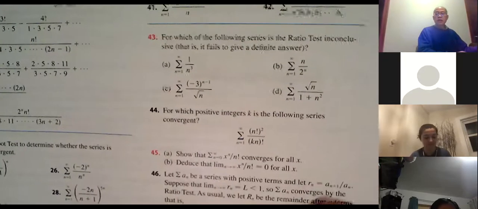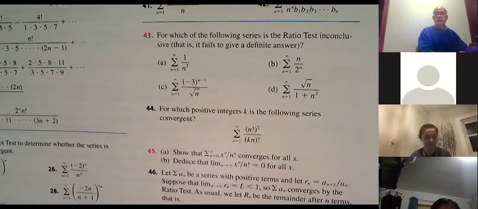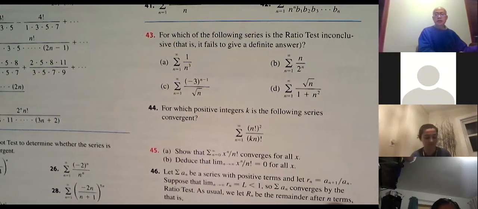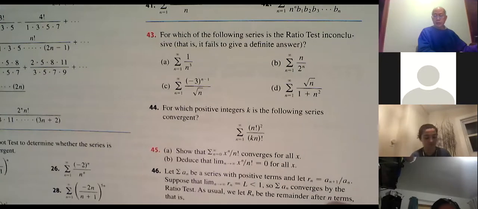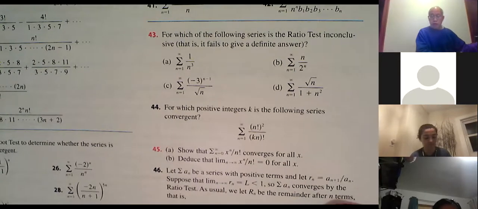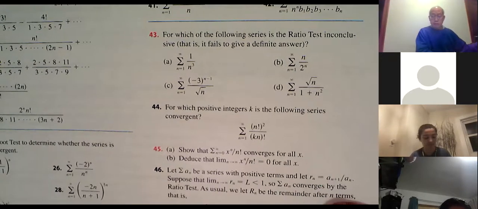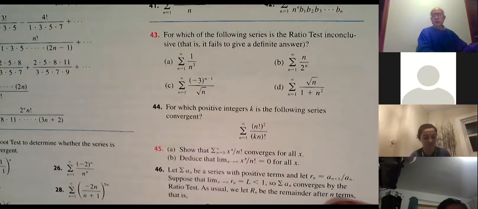Okay, so 43 says, for which of the following series is the ratio test inconclusive? That is, it fails to give a definite answer. Okay, so that is my 35, but the problems are pretty much identical also. There's A, B, C, D. I was just going to do 2 of them, A and B.